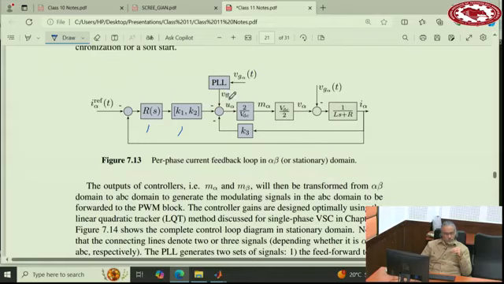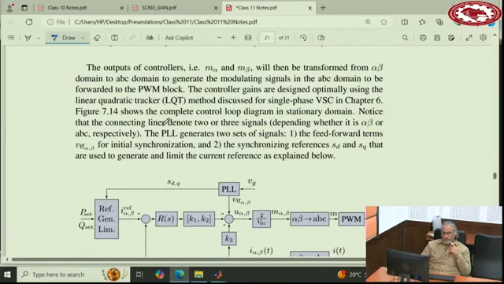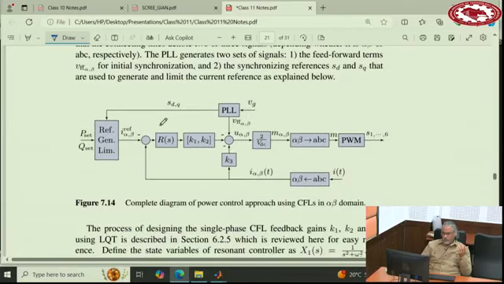There is a feed forward term coming from the PLL, and this is the input linearization. So the inverse of this comes here, and that's it. So this is for alpha and another one for beta. If you want to show both of them together, this is how it works.